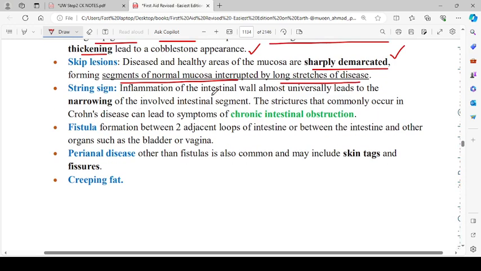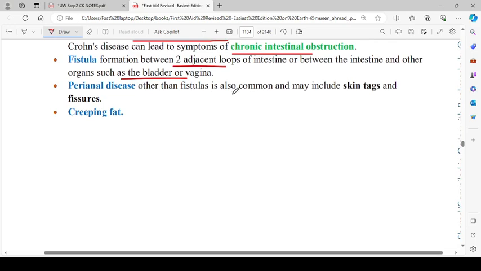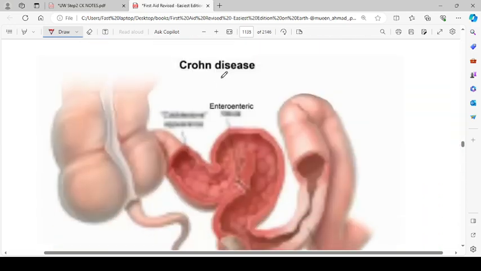String sign: inflammation of the intestinal wall almost universally leads to narrowing of the involved intestinal segment. The strictures that commonly occur in Crohn's disease can lead to symptoms of chronic intestinal obstruction. Fistula formation between two adjacent loops of intestine or between the intestine and other organs such as the bladder or vagina. Perianal disease other than fistula is also common and may include skin tags and fissures, and there will be creeping fat. So this is Crohn's disease.